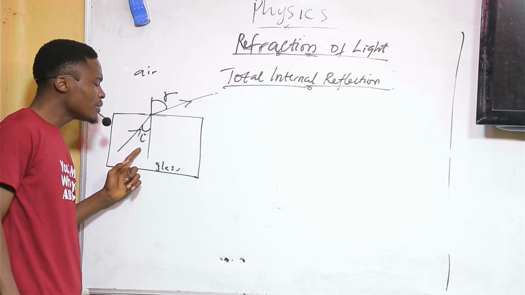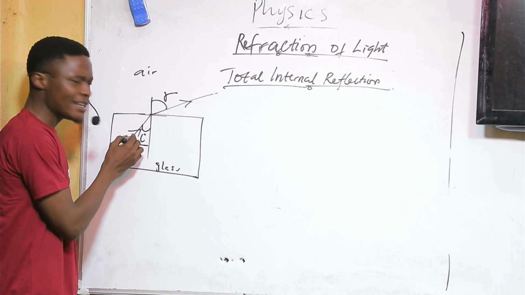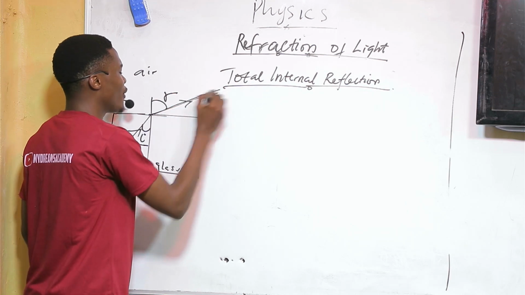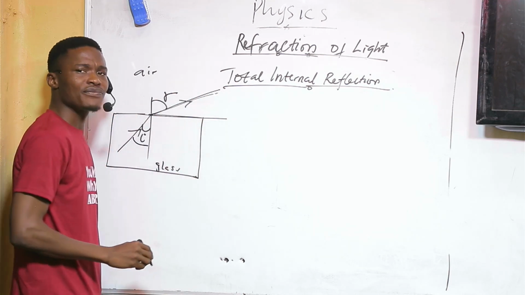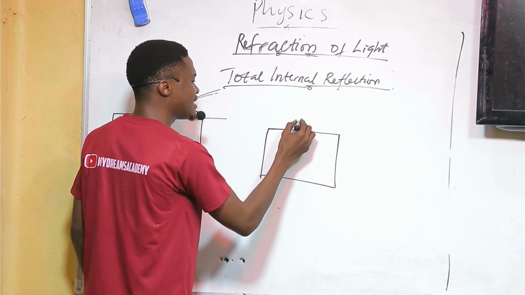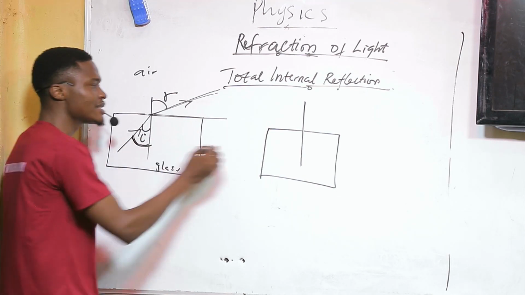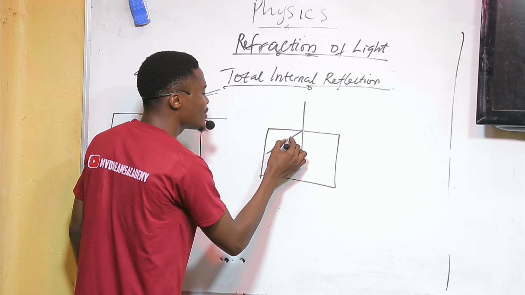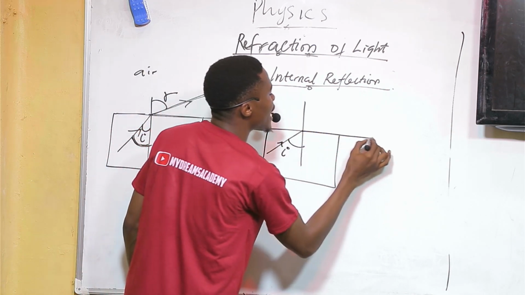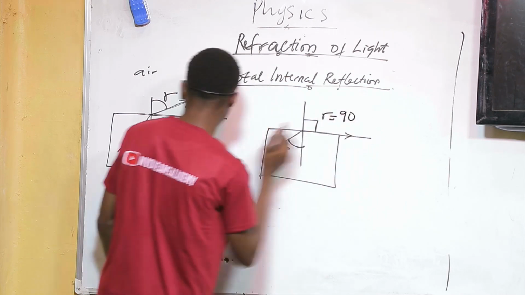Okay? Now, what is that interesting thing that will happen? If I keep increasing the angle of incidence, it will get to a point where this line that was like this before will now be on this side. Let me draw another diagram so that you see what I'm talking about. So, if I keep increasing this angle of incidence, then I will get to a point where, for a certain angle of incidence, the angle of refraction will now be 90. So r is equal to 90 here.